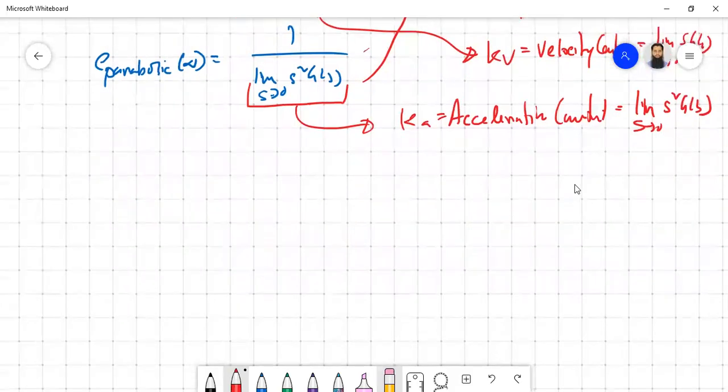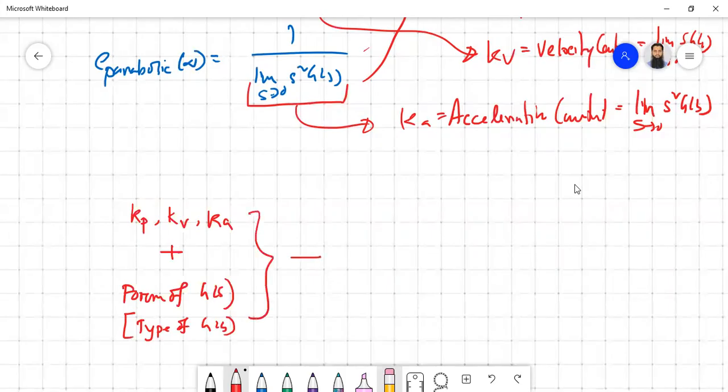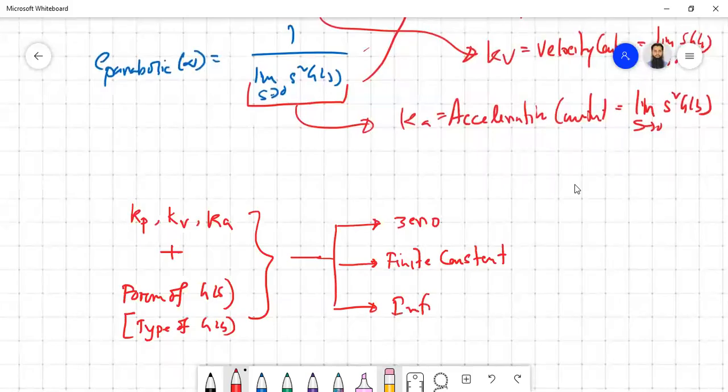Now, what are the factors that actually contribute to our steady state error? So far, what we have understood is, first of all, the static error constant, so basically Kp, Kv, or Ka, one of them. In addition to that, the form of G of s, that means we are interested in the type of G of s. So we can also write in bracket, type of G of s. Based on these two parameters, we get three possible results: one is zero steady state error, one is some finite constant value, and then we have infinite value.